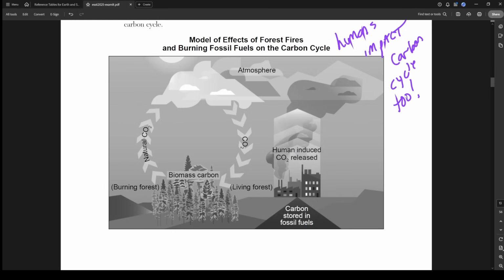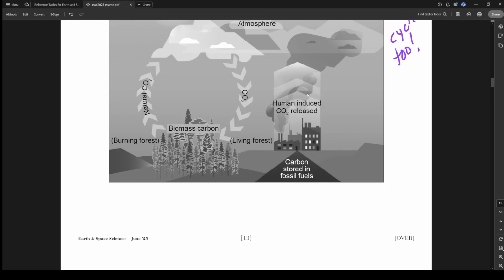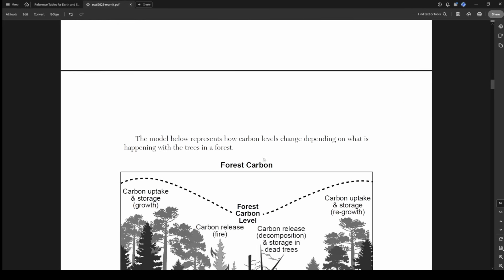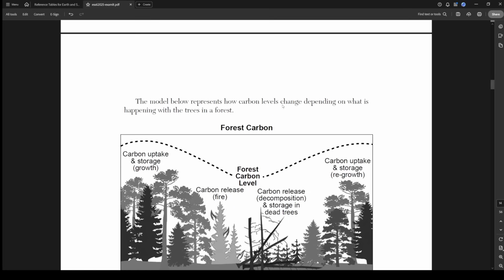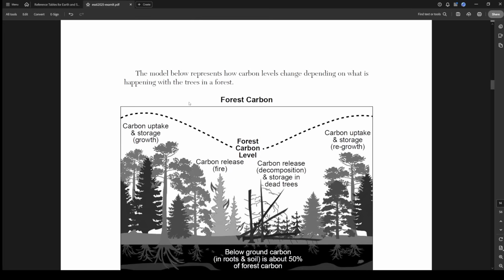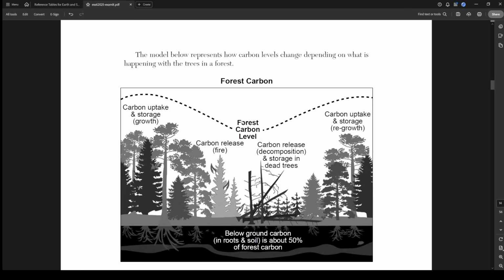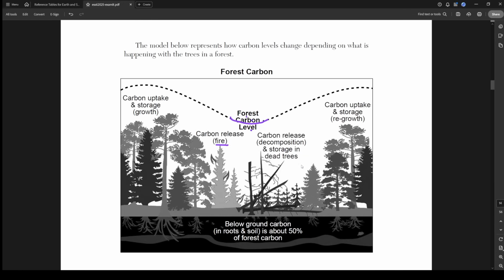Okay, so you can see the model below represents how carbon levels change depending on what is happening with the trees in a forest. The forest carbon level is the lowest when carbon releases from fire, and carbon release from decomposition and storage in dead trees. Then carbon uptake and storage with regrowth.